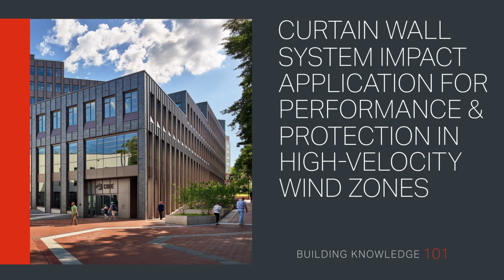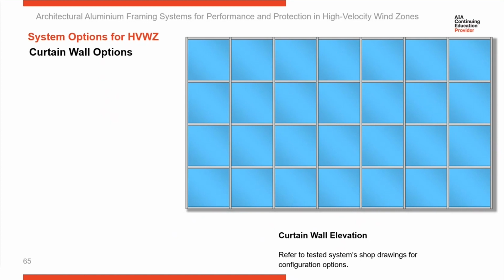In this video, we look at curtain wall system impact applications for performance and protection in high velocity wind zones, emphasizing the importance of referencing the tested system shop drawings for configuration options. This is a typical curtain wall elevation. Storefront curtain wall are extensively used throughout commercial construction. So this is one of the first systems that was designed for impact applications.